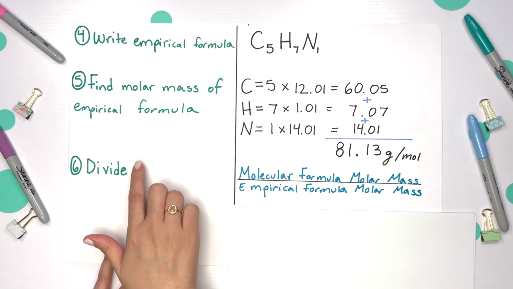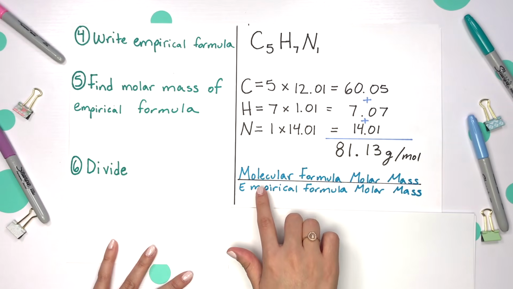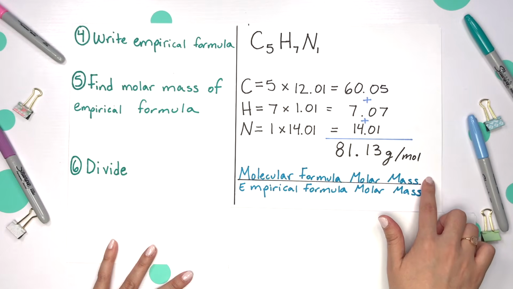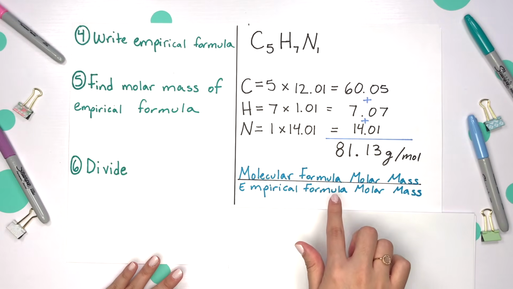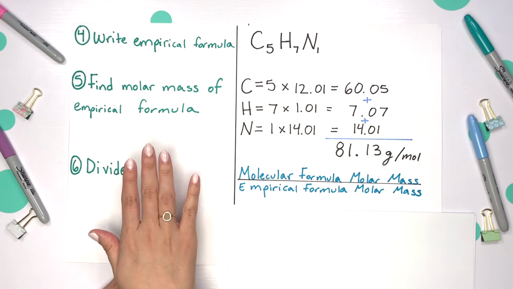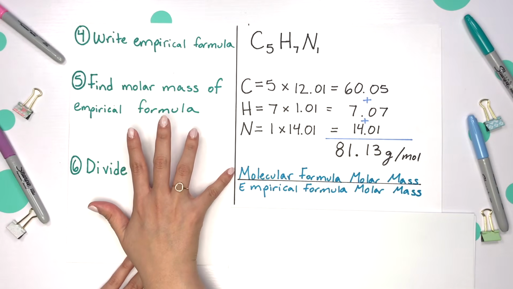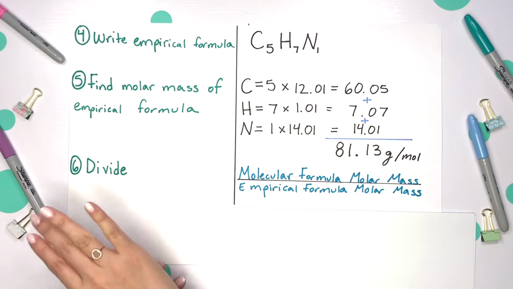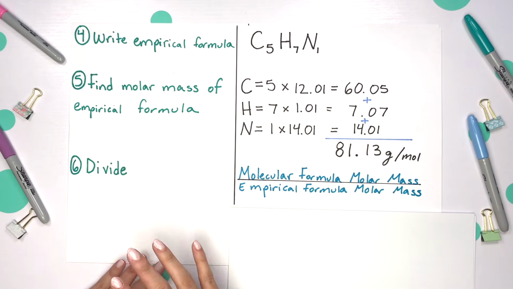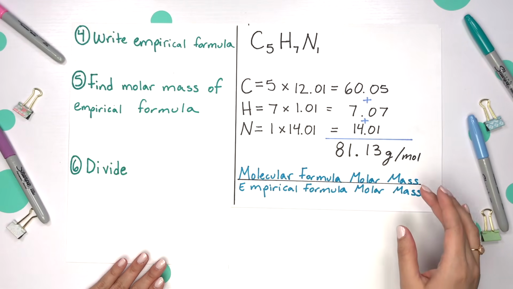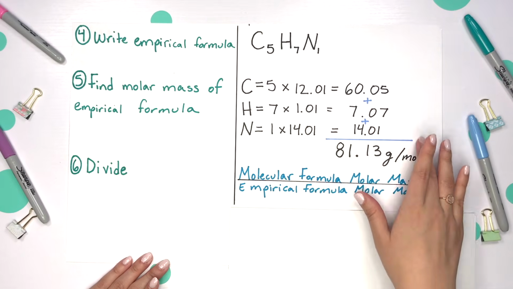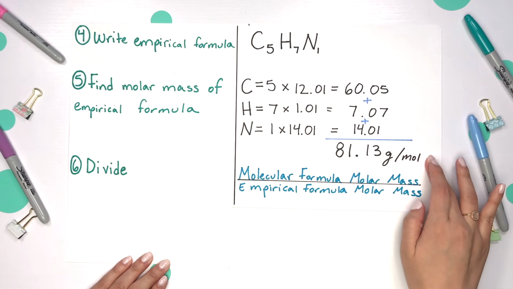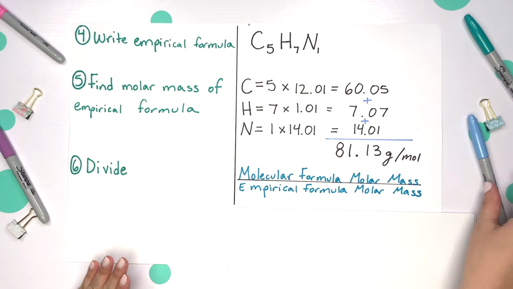Your next step is to divide. You will be dividing your molecular formula's molar mass by the empirical formula's molar mass. In the initial question, you were given the molecular formula's molar mass. You will always be given that because there is no other way to figure out the molecular formula without the molecular formula's molar mass.